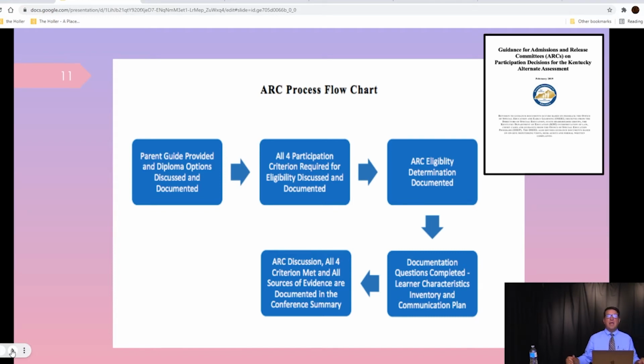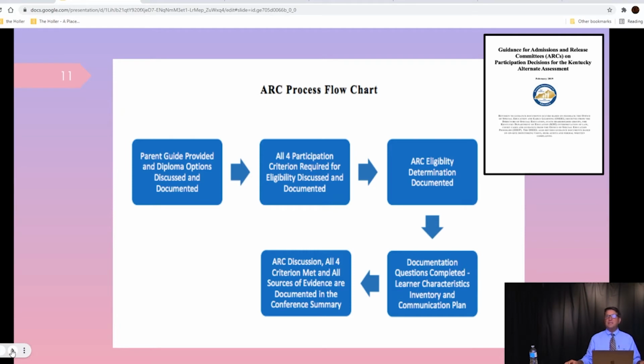And so the eligibility update for each year has to confirm that there's an IEP, that the IEP is current, it's in effect, and that it in fact documents the need for these types of services and these types of assessments. Documentation questions completed on the learner characteristics inventory.